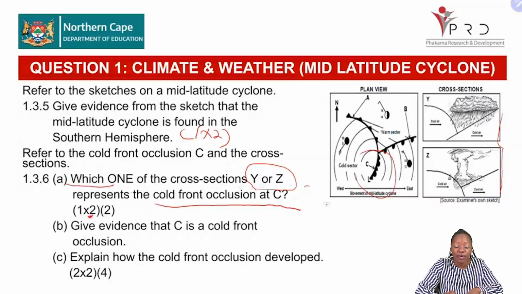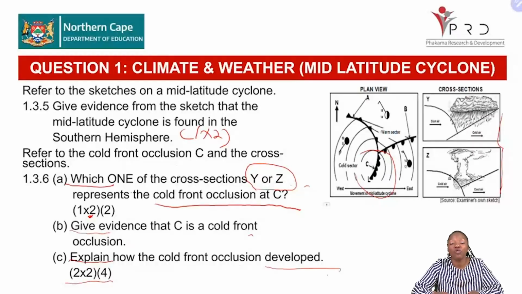Then B, give evidence that C is a cold front occlusion. So what evidence shows that C is indeed a cold front occlusion? Then 1.3.6c, explain how the cold front occlusion developed. So 2 times 2. Looking at the mark allocation, you're supposed to give 2 responses.